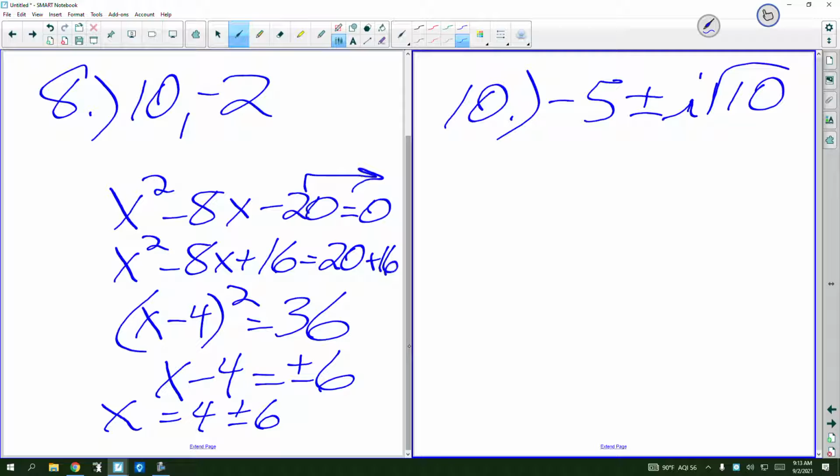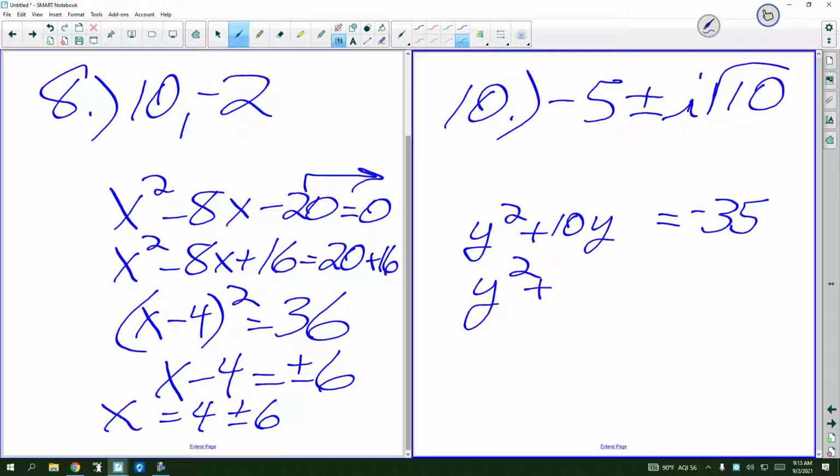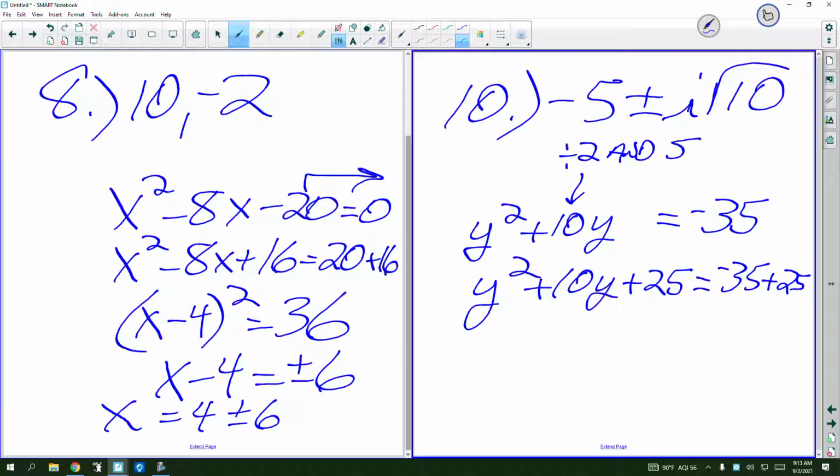It's y squared plus 10y equals negative 35. Are we still completing the square on this one? We are. Yes. So then that would be y squared plus 10y plus 25 equals negative 35 plus 25. Wait, how did you get 25? Oh, you take the 10 divided by 2 and square it. That's right.